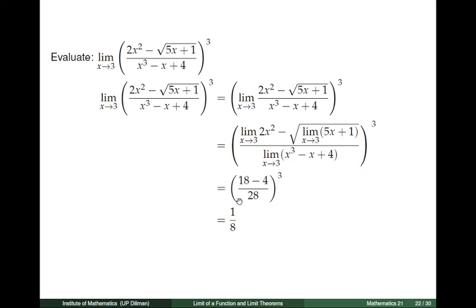Now, after verifying that all the steps in this computation are valid, we can conclude that the limit of this cubic expression as x tends to 3 is equal to 1 over 8.